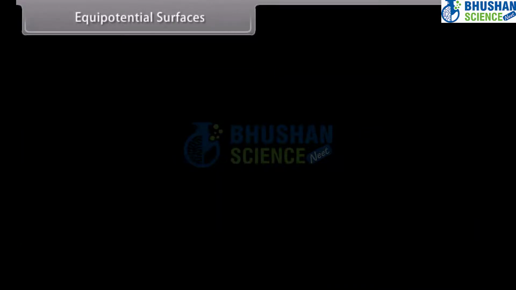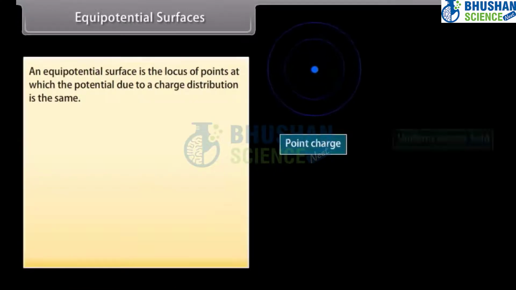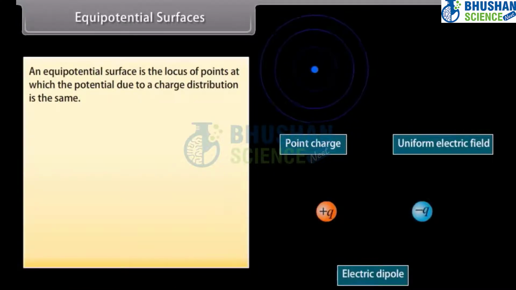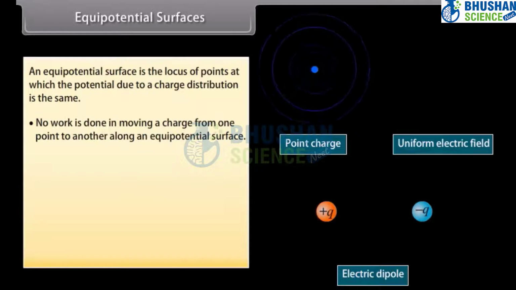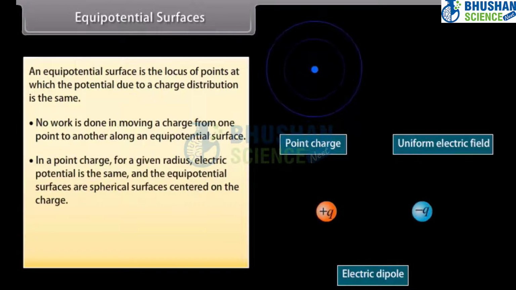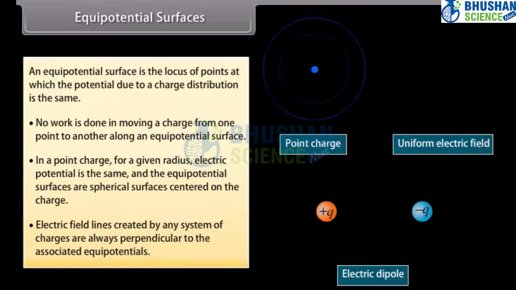Equipotential surfaces. An equipotential surface is the locus of points at which the potential due to a charge distribution is the same. No work is done in moving a charge from one point to another along an equipotential surface. For a point charge, for a given radius, the electric potential is the same, and the equipotential surfaces are spherical surfaces centered on the charge. Electric field lines created by any system of charges are always perpendicular to the associated equipotentials.